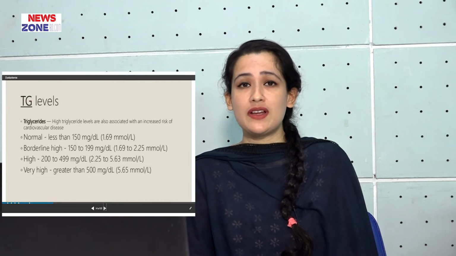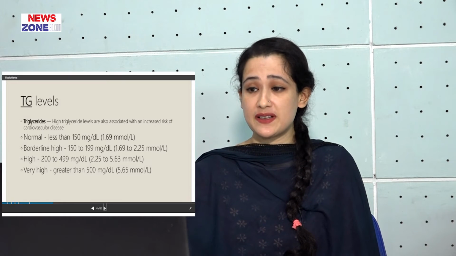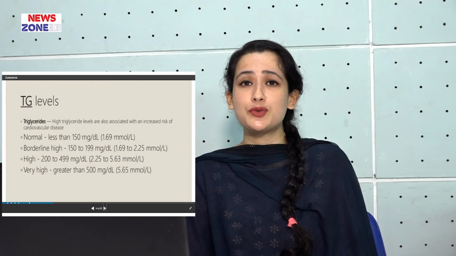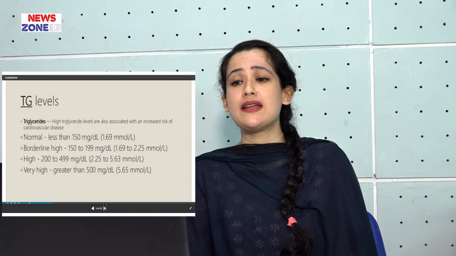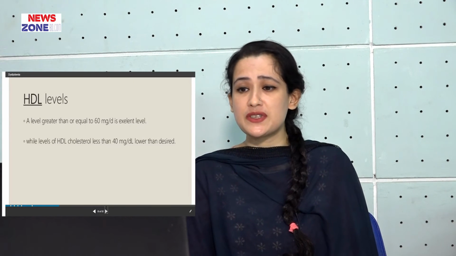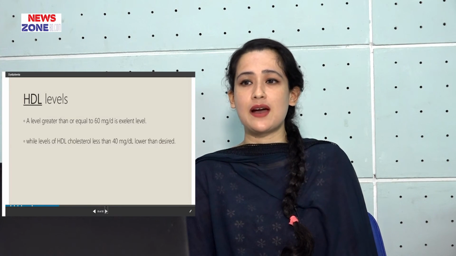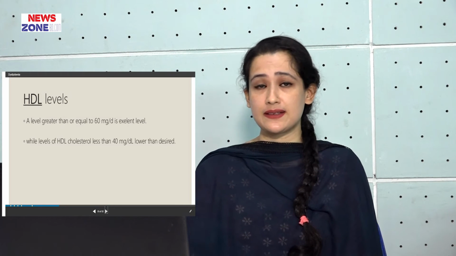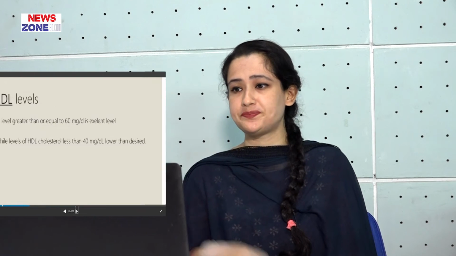It is normal. The TG level or triglyceride level must be less than 150 milligram per deciliter, that is normal. The total low density lipoprotein cholesterol level must be less than 100 milligram per deciliter, it is normal, and HDL or high density lipoprotein level must be greater than or equal to 60 milligram per deciliter, it is excellent, and it reduces the development of atherosclerosis.